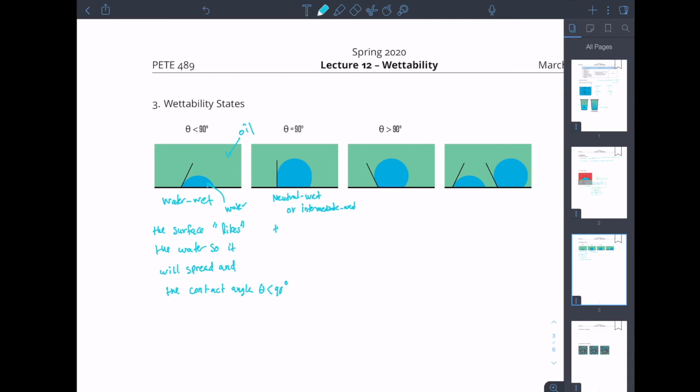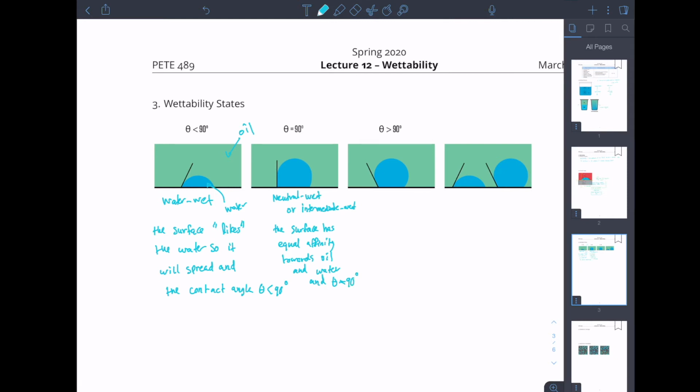So the surface has equal affinity towards oil and water, and theta should be around 90 degrees.